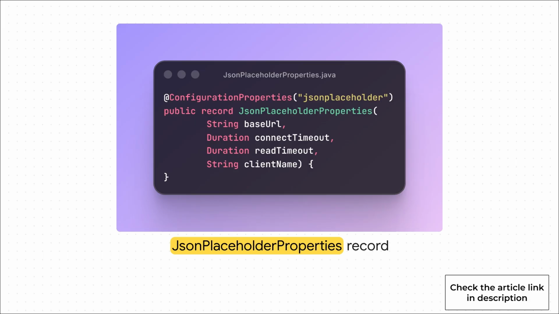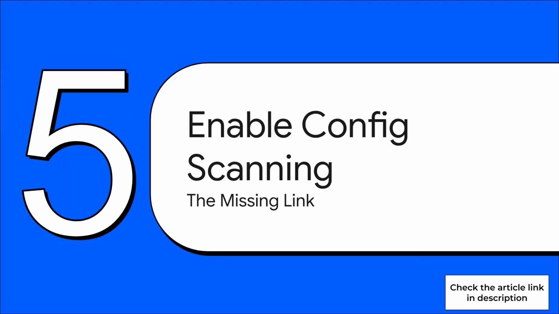Then, we declare public record JSON placeholder properties, and inside those parentheses, we define the fields so they perfectly match our properties: string base URL, duration connect timeout, duration read timeout, and string client name. By using a Java record paired with this annotation, the rest of your app gets compile time-safe access to these values. No more relying on those flimsy, stringly typed lookups that just blow up at runtime if you happen to make a typo. Which brings us to part 5, enabling configuration scanning.